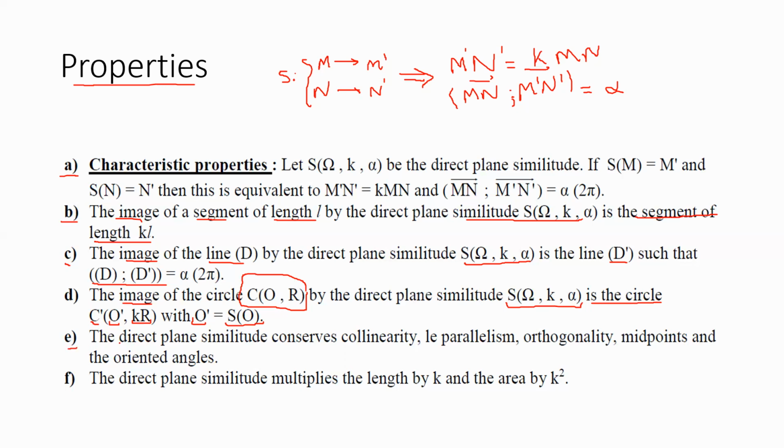E, the direct plane similitude, conserves collinearity. If we have three collinear points, their images by S is the three collinear points. Parallelism. If two lines are parallel, then their images by S is two parallel lines. Orthogonality, midpoints, and oriented angles.